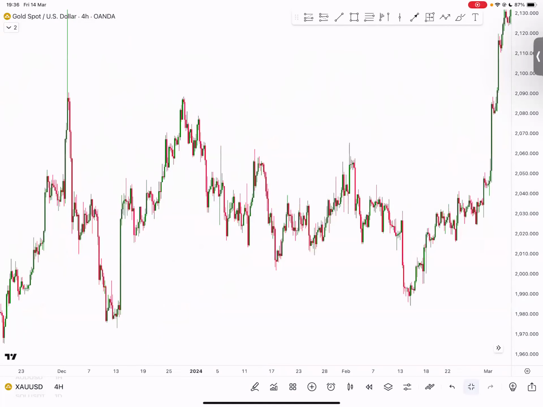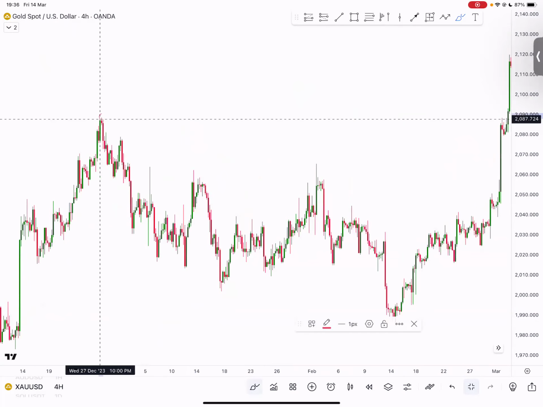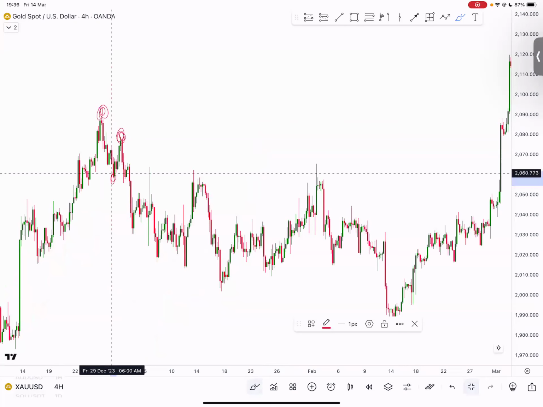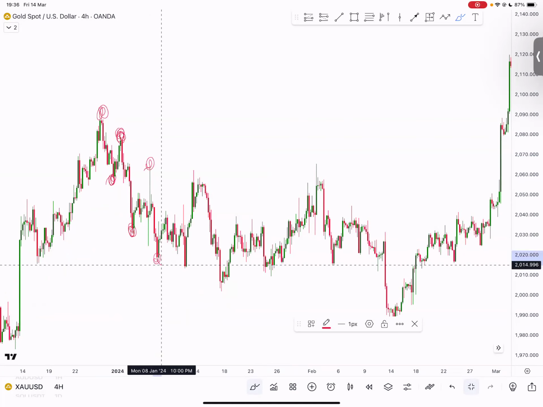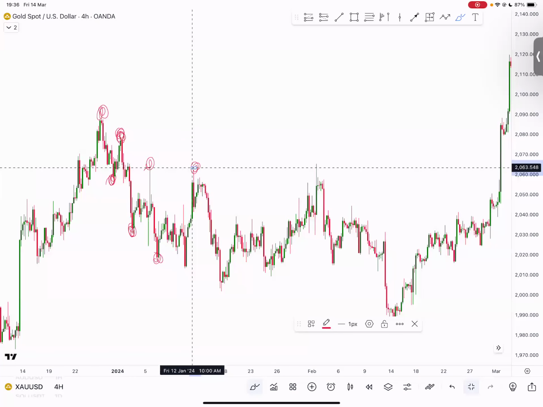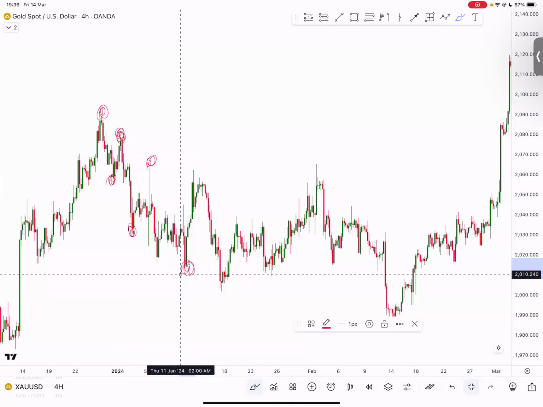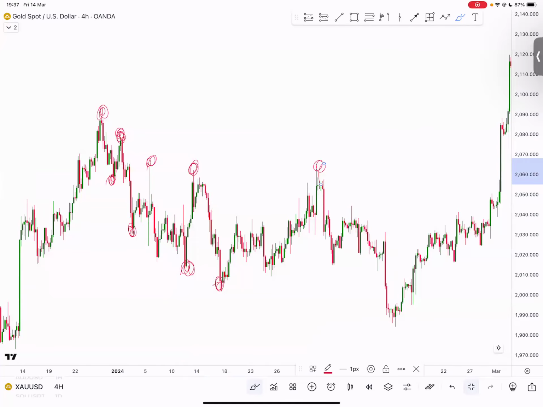If you look at what happened here now, we had a low, we had a high, we had a high here, a low here, a high here, a low here, a high here, a low here, a high here, and a low, a high here, a low here, a high here, a low here, this high, and then this low at this point, right?